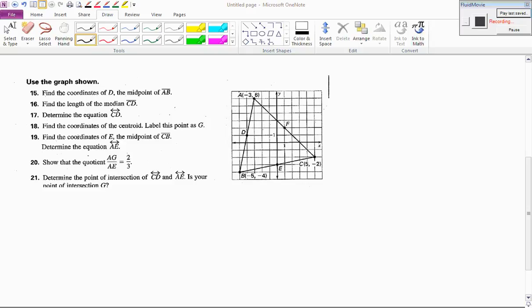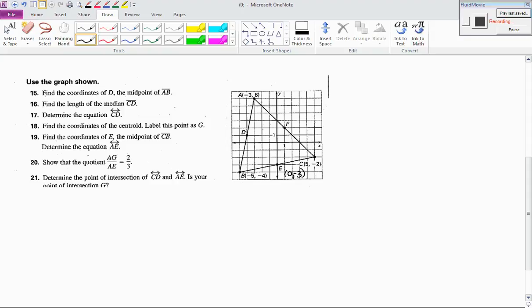Okay, to solve question 19, the first thing we have to do is find the coordinates of point E, which is the midpoint of line segment CB. That point is labeled. The coordinates that correspond with that point are 0, negative 3. Okay, so that's point E. That's the first part. Now the second part says to determine the equation of line AE.